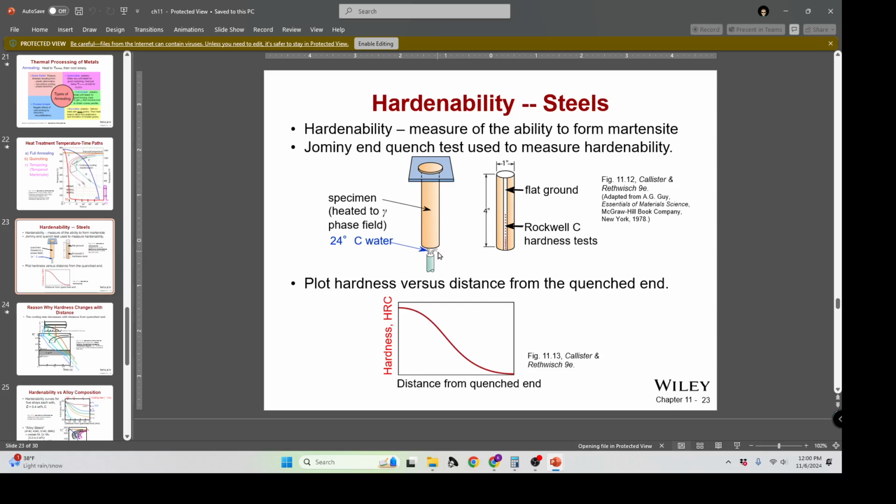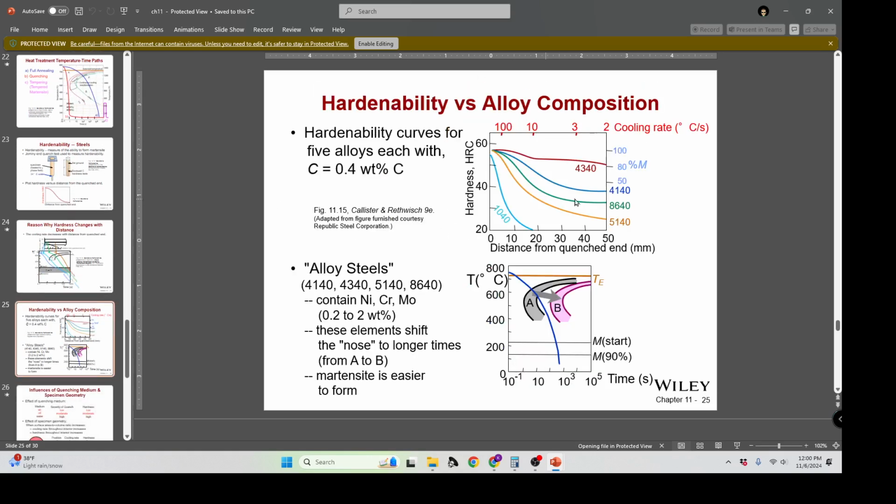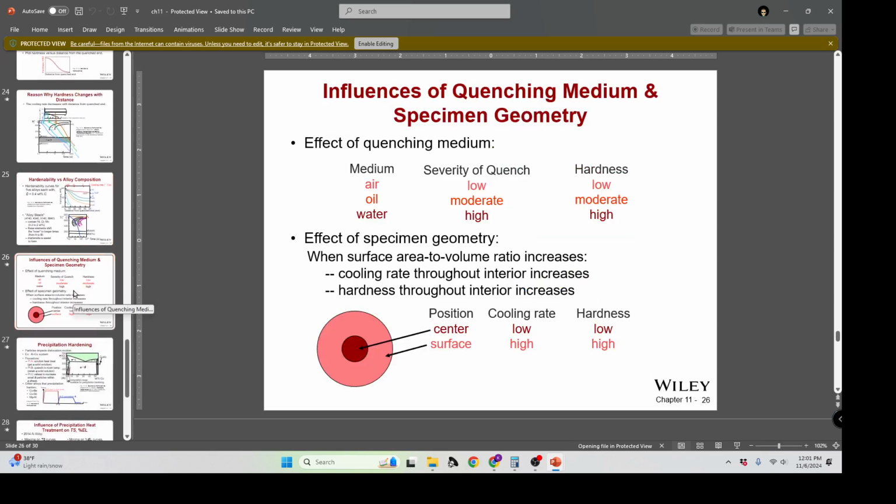Then the Jominy quench test: you heat up the whole rod and then cool it from one end. It gives a differential hardness across the length. So there are different levels of hardness as these cool differently in different parts of the material. That's why we need to understand how these differences work and how these different curves look. So, hardenability versus alloy composition. The alloys are going to shift the nose higher, typically in terms of time, giving you a little more time to quench and an easier time forming martensite, which stands to reason.